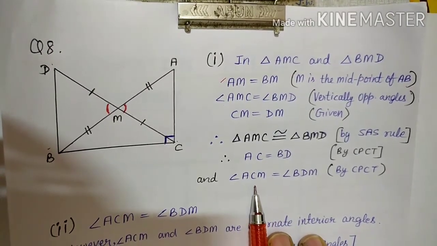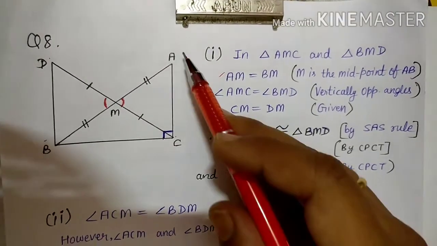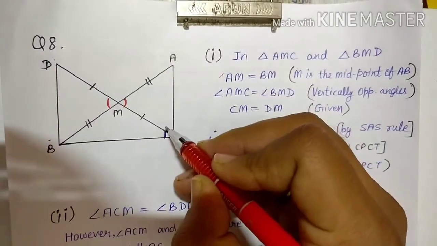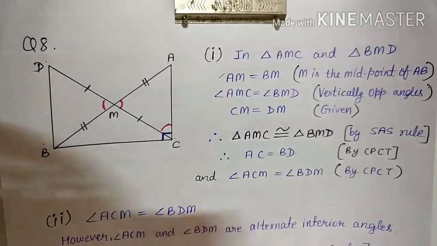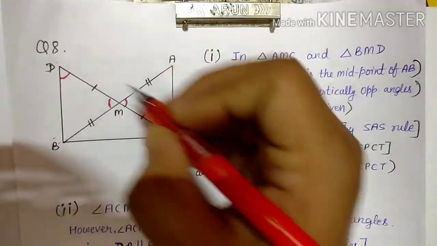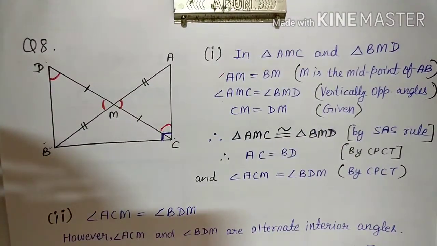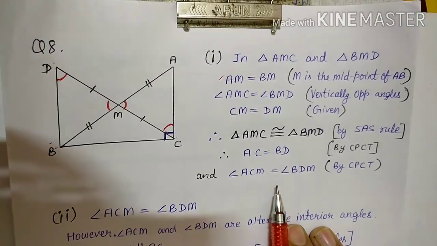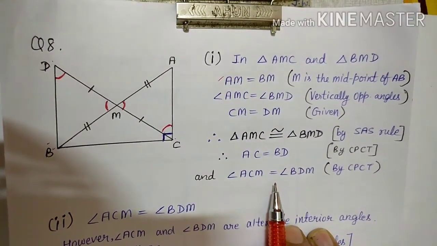And we can say angle ACM, this angle, is equal to angle BDM, this angle. These are also corresponding angles. Why are we taking these angles? Because we will use these angles in the second part.